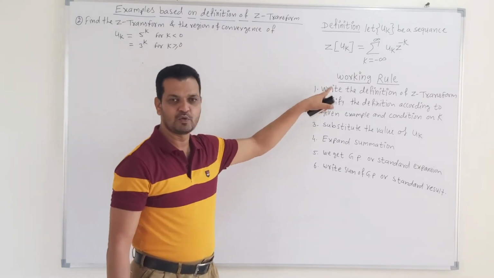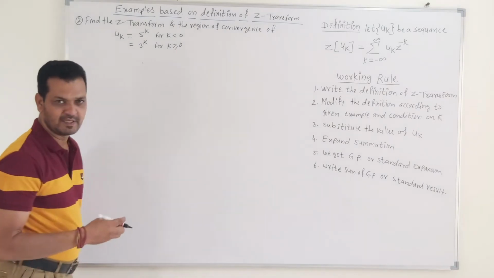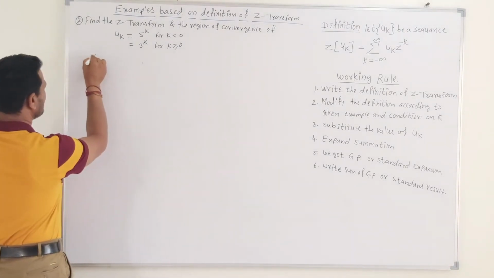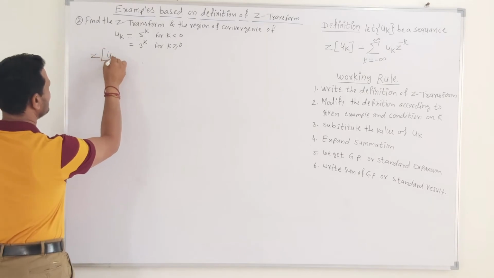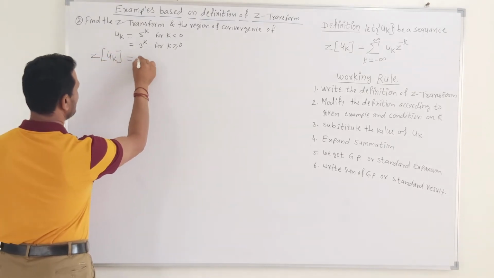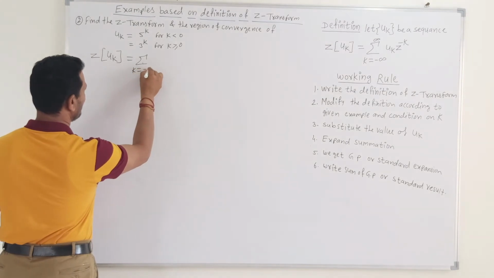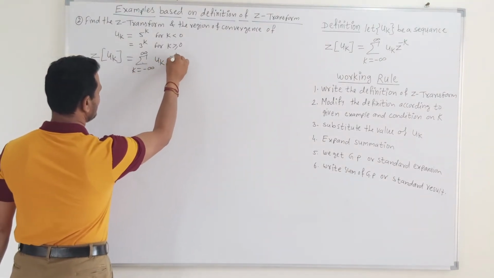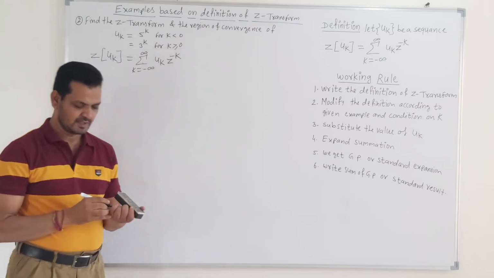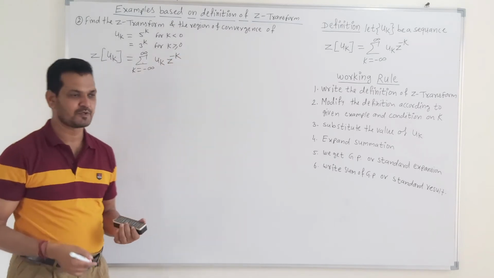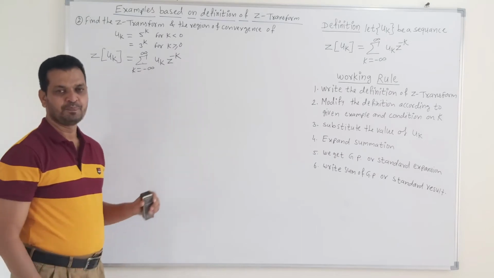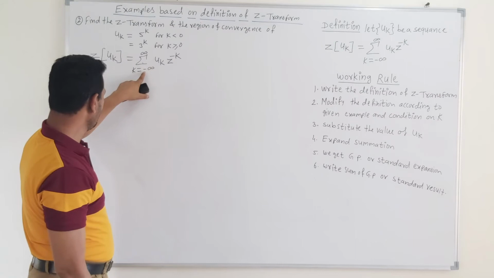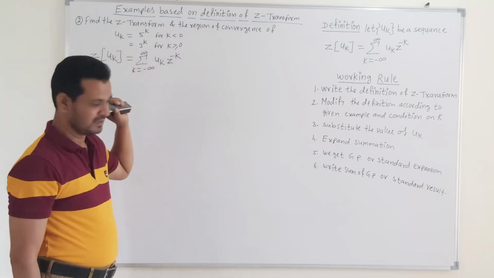Now according to the working rule, the first step is to write down the definition. So we know according to the definition of z transformation, the z transformation of sequence uk is equal to the summation from k equal to minus infinity to plus infinity of uk z raised to minus k. So this is the definition of z transformation. Now after writing this definition, our aim is to put the value of sequence uk for k from minus infinity to plus infinity.